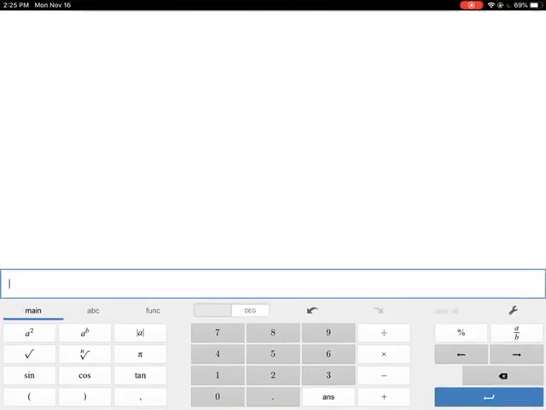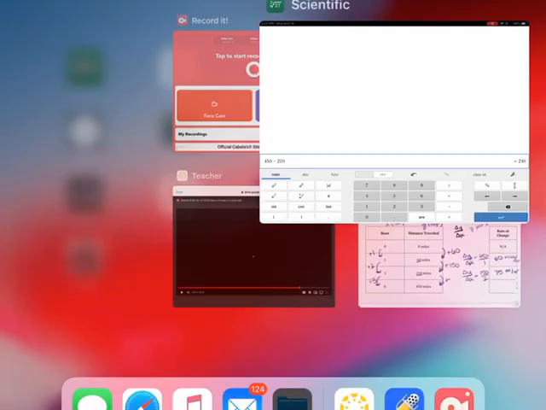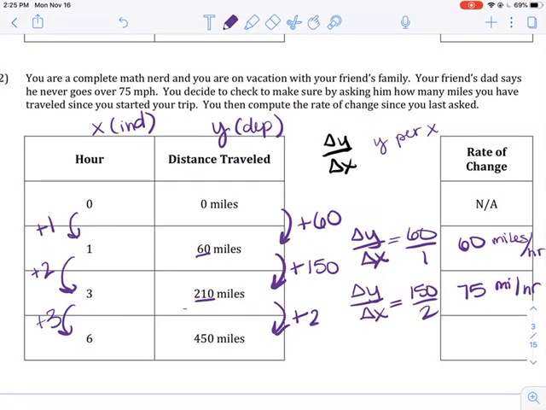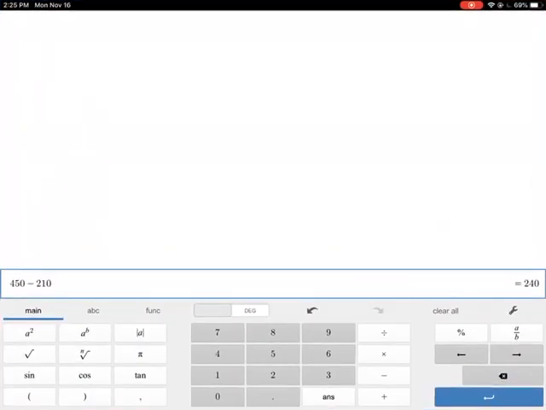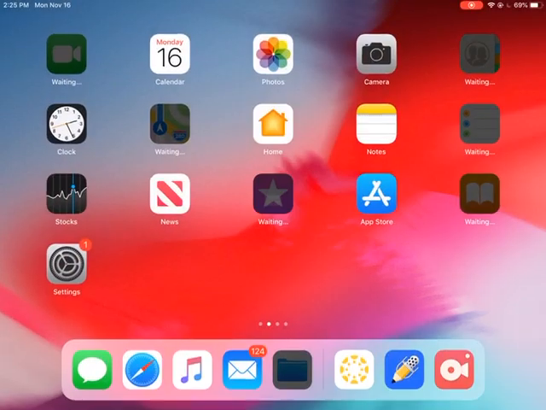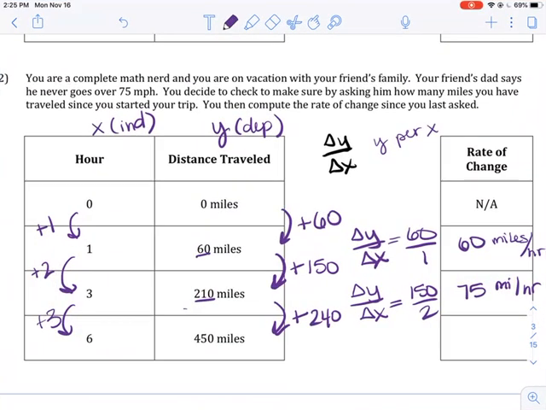450 minus 210 is 240. Now, if you can't remember which one to subtract from the other one, let me show you a trick. We have already determined that it went up. If we swap the numbers, you get the same number, just negative. So it doesn't matter the order you put in as long as you know if it's negative or positive. So I look at this and I go, well, I knew it went up, so it's going to be 240.